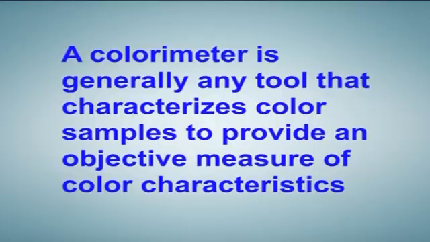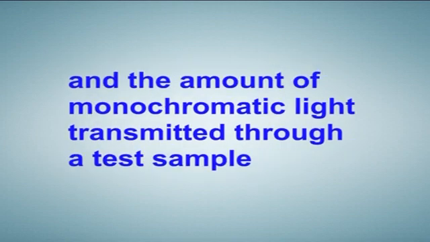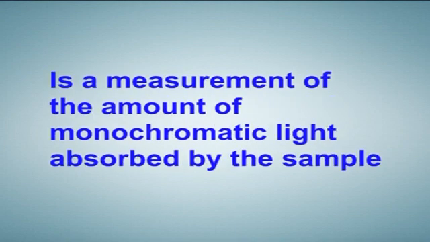Conclusion: a colorimeter is generally any tool that characterizes color samples to provide an objective measure of color characteristics. The colorimeter is an apparatus that allows the absorbance of a solution at a particular frequency of visible light to be determined. Colorimeters hence make it possible to ascertain the concentration of a known solute, since it is proportional to the absorbance. The difference in the amount of monochromatic light transmitted through a colorless sample and the amount of monochromatic light transmitted through a test sample is a measurement of the amount of monochromatic light absorbed by the sample.